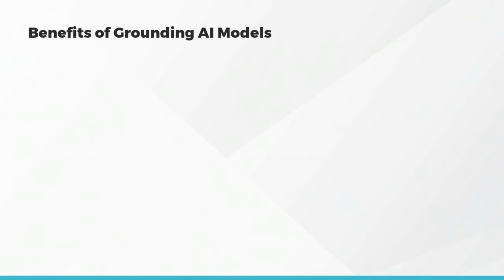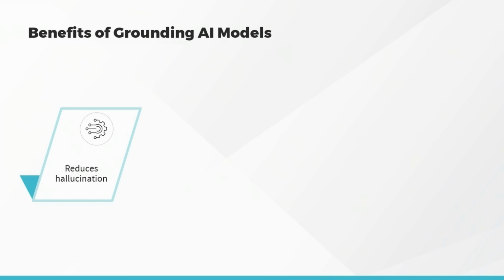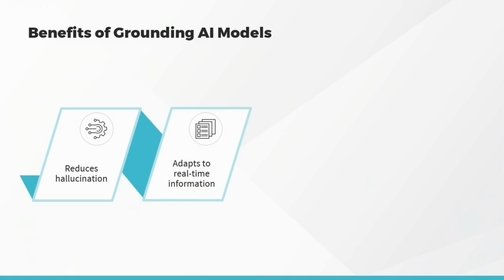Here are some of the benefits of grounding. By anchoring responses to real world information, grounding minimizes the likelihood of the model generating fabricated or unsupported content, usually referred to as hallucinations. Grounded models can retrieve and incorporate real time information, ensuring relevance in rapidly changing contexts, such as current events or market trends.